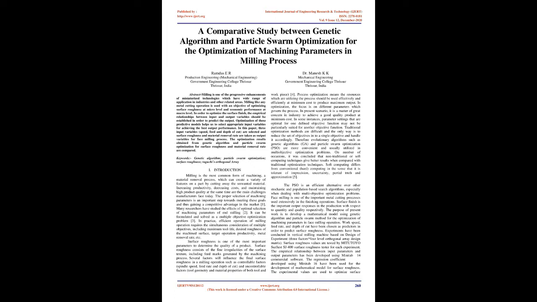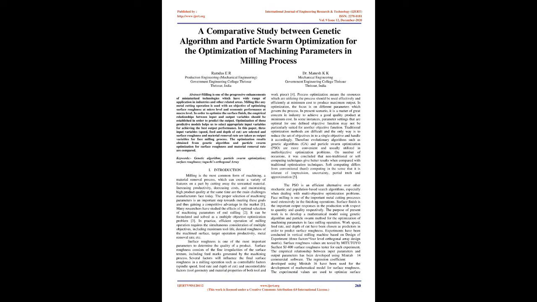4. Process optimization means the resources which are utilizing the process should be used effectively and efficiently at minimum cost to produce maximum output. In optimization, the focus is on different parameters which govern the process. In the present scenario, it is a matter of great concern in industry to achieve a good quality product at minimum cost. In some instances, parameter settings that are optimal for one defined objective function may not be particularly suited for another objective function. Traditional optimization methods are difficult, and the only way is to reduce the set of objectives into a single objective and handle it accordingly.